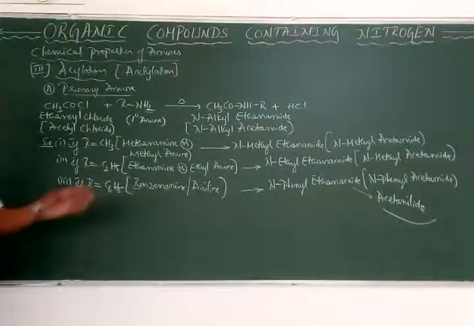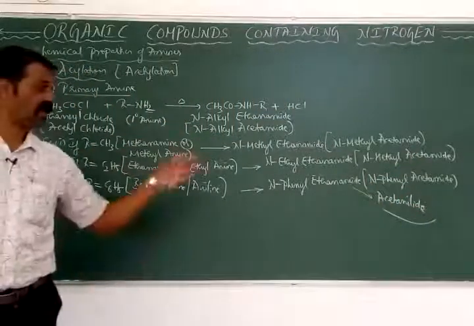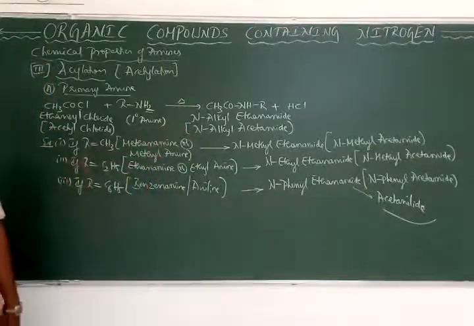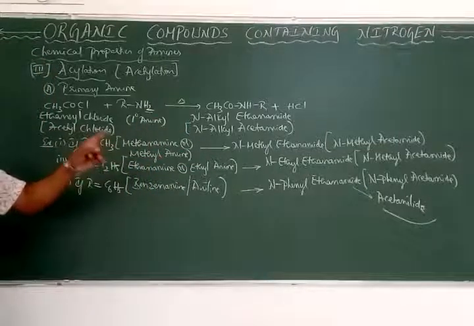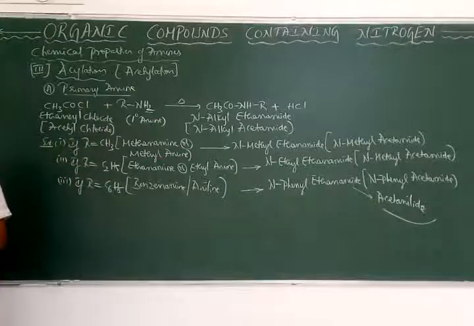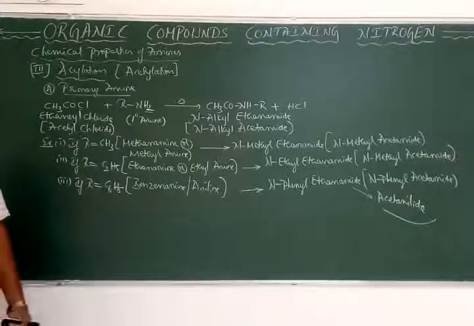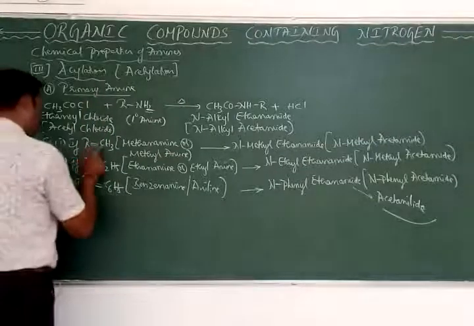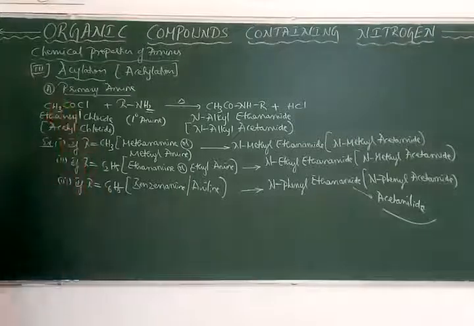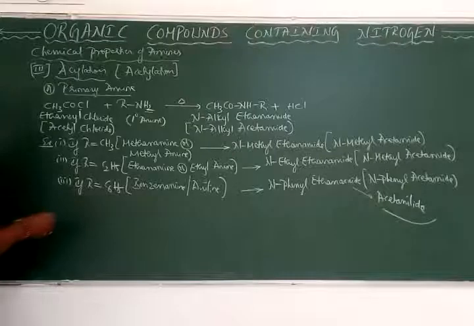The first one is N-phenyl ethanamide, or it is also called N-phenyl acetamide, which is simply called acetanilide. You have to write the reactions on your own by putting R is equal to CH3, R is equal to C2H5, and R is equal to C6H5.